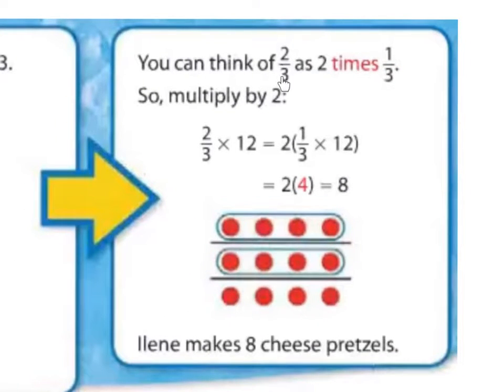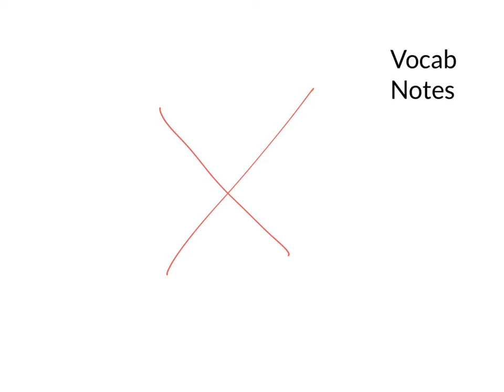Because we can think of 2/3 as 2 times 1/3, let's multiply by 2. So we took 1/3 and we multiplied it by 2. 1, 2. How many counters are there? 1, 2, 3, 4, 5, 6, 7, 8. So my answer is 8. Eileen makes 8 cheese pretzels.